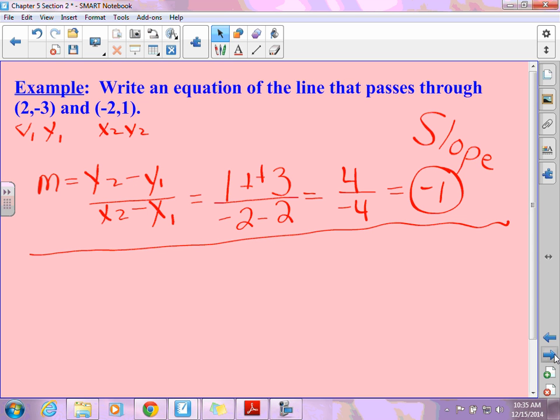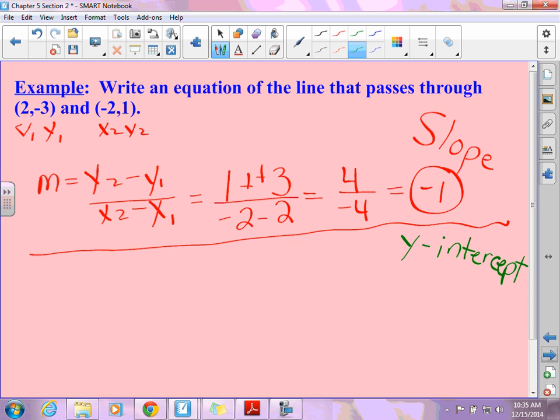Now what we're going to do is find my y-intercept. Next step, okay? I'm going to pick a point, and it doesn't matter which point you choose. If you do your math correctly, you'll get the same answer. So I'm going to choose the first one, (2, -3), all right? And I'm going to use my slope from the first step. And you go, well, Mrs. Medved, what happens if I get the slope wrong? If you get the slope wrong, you're going to get the problem wrong, right?